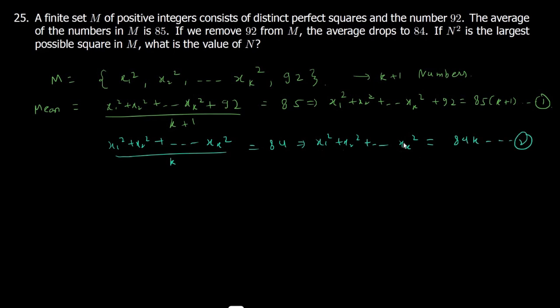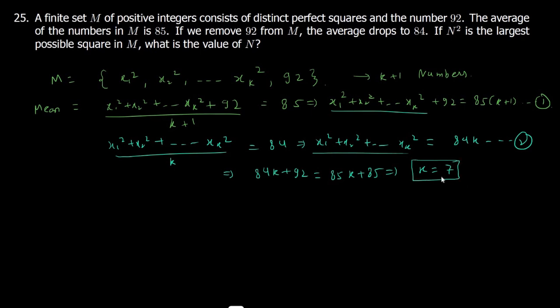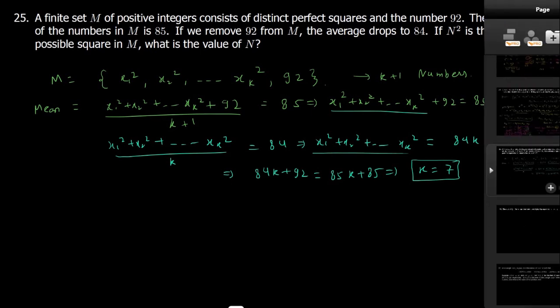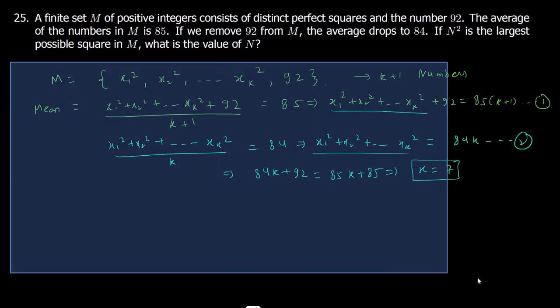So using equations 1 and 2, we can remove the x1 to xk squares, which sum to 84k. So we get a very simple equation: 84k plus 92 is equal to 85k plus 85. So we get k equals 92 minus 85, which is 7. So these are just 7 perfect squares. Alright, that makes our job really simple, because that narrows our search window to just 7 numbers. Now let's dig deeper. Which 7 numbers could it be?